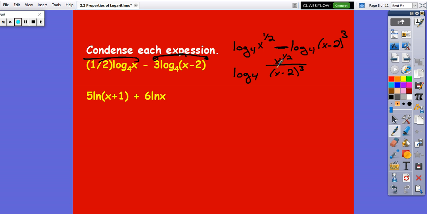Now the only thing else I'm going to do is take this and turn it back into a square root, because anything to the 1/2 power. That's the square root of x over x minus 2 to the 3rd.